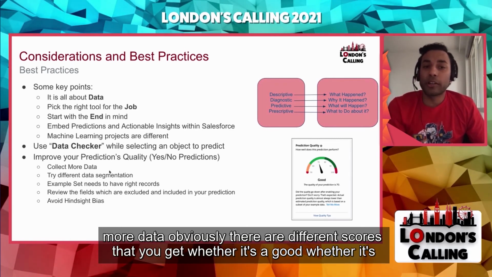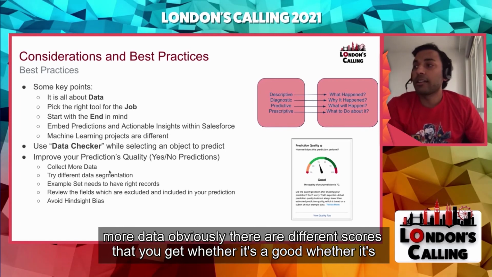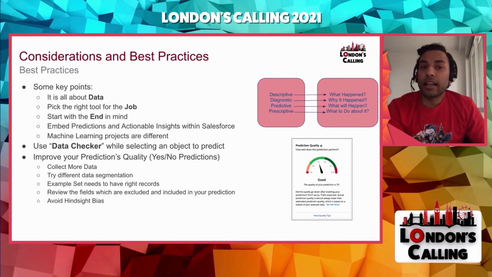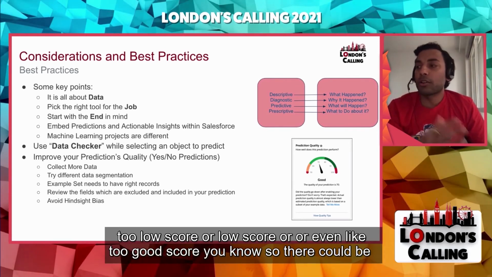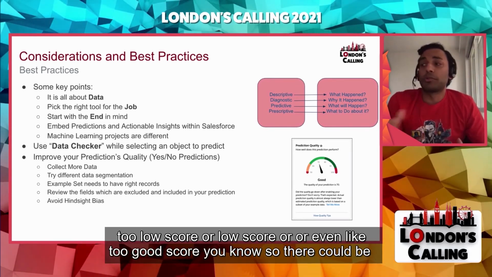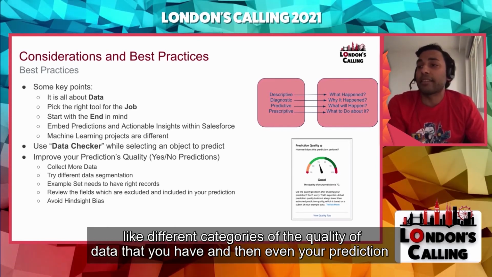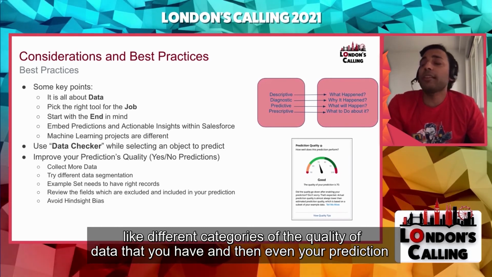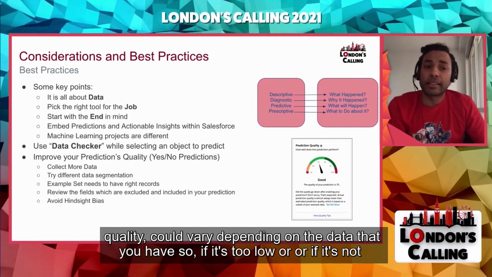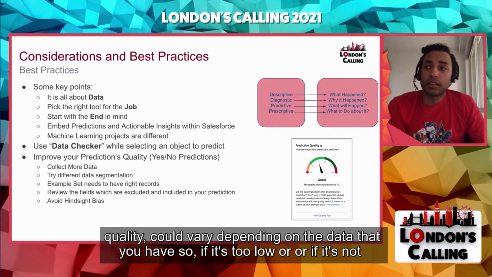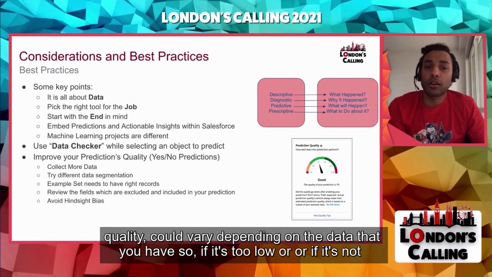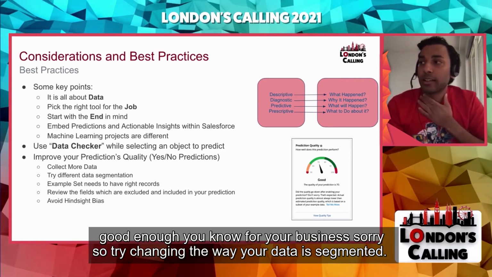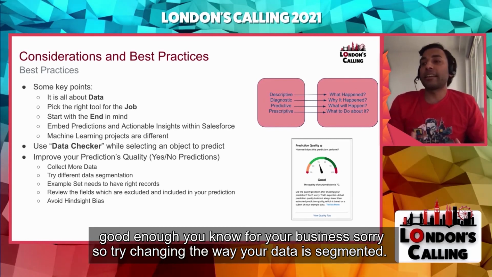So try to collect more data. Obviously, there are different scores that you get, whether it's a good score, a too low score or a low score, or even a too good score. So there could be different categories of the quality of data that you have, and even your prediction quality could vary depending on the data that you have. If it's too low, or if it's not good enough for your business, try changing the way your data is segmented.